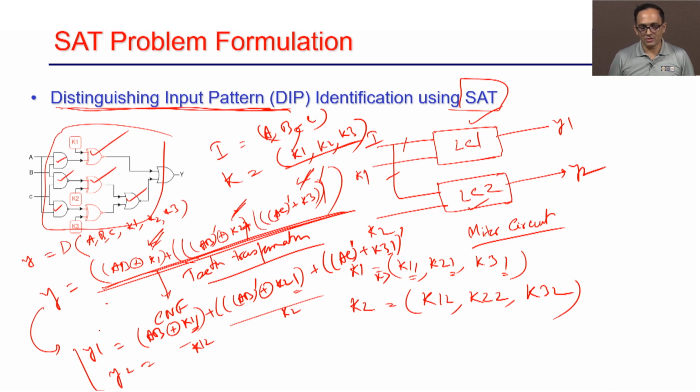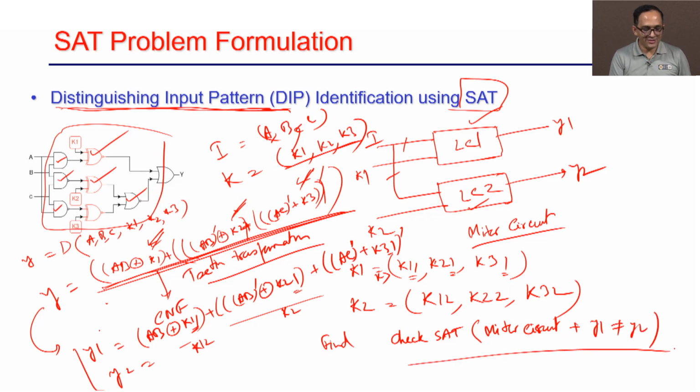Now, so this is my miter circuit. What I am going to ask the SAT solver is, find SAT, or check SAT, of this miter circuit plus Y1 not equal to Y2. So, that is very important. This miter circuit is nothing but these 2 equations. So, effectively I write Y1 equal to this equation, Y2 equal to this equation, and I will also say Y1 not equal to Y2.